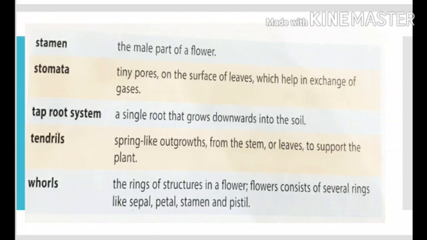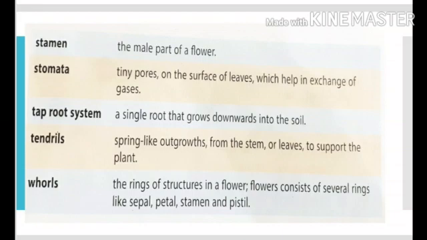Stamens are the male part of a flower. Stomata are the tiny openings present on the surface of the leaf that help in exchange of gases as well as to remove the excess water from the plant. What are tendrils? Tendrils are spring-like structures from stem or leaves that support the plant. And what are whorls? Whorls are the rings present in a flower. There are 4 whorls or rings in a flower: sepals, petals, stamens and pistil.